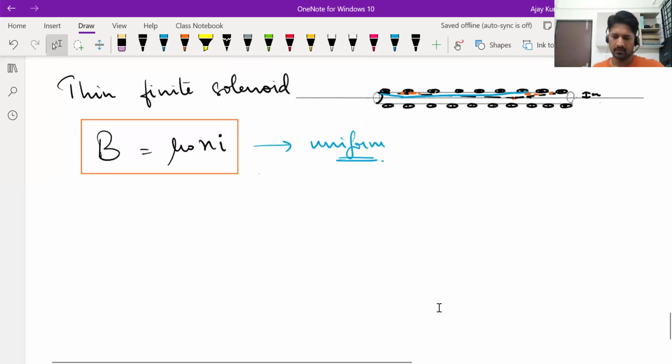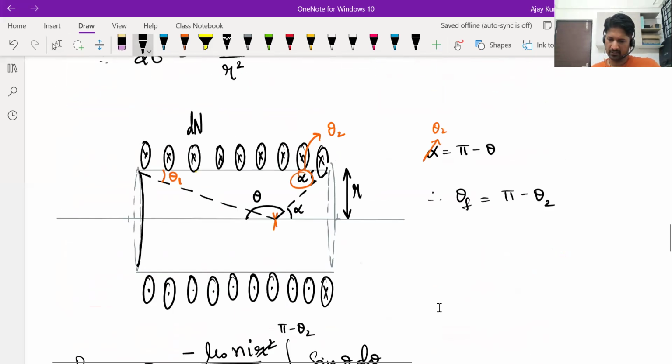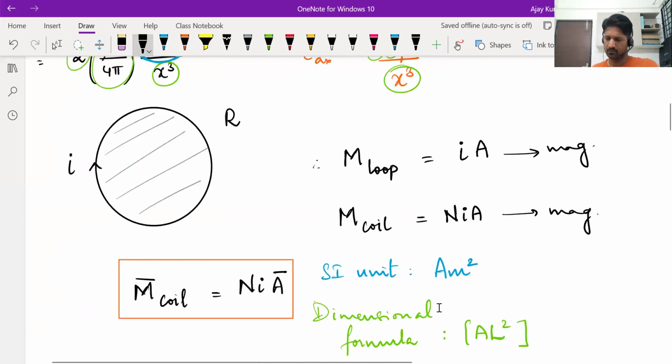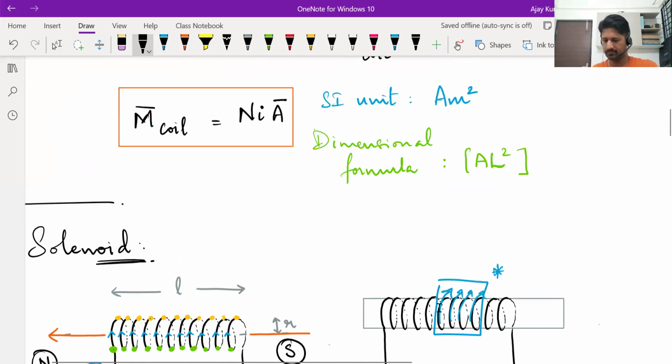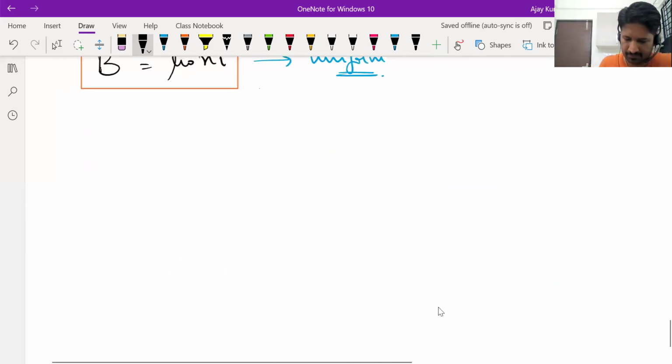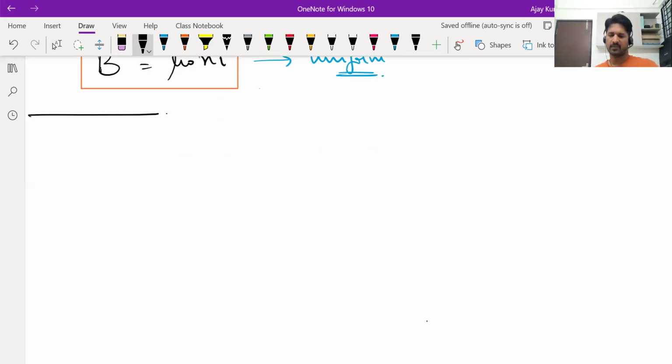Okay, fine. So we derived magnetic field of a finite solenoid at a point on its axis. We extended that to an infinite solenoid, and then thin solenoid also. Okay. Now let us discuss magnetic moment in detail.